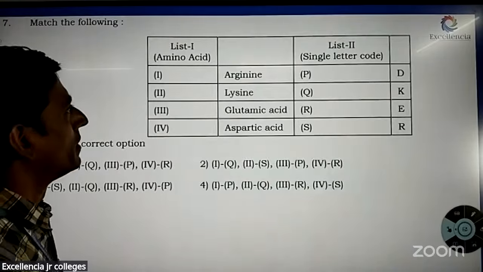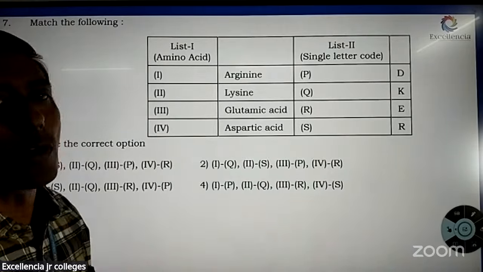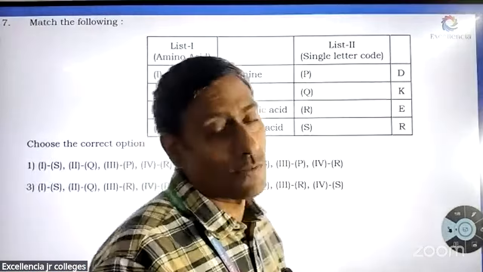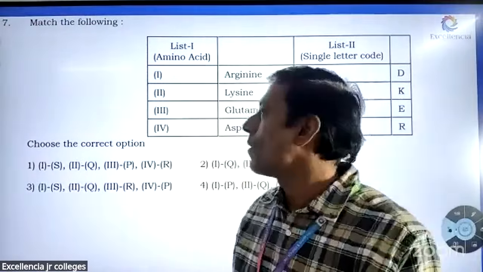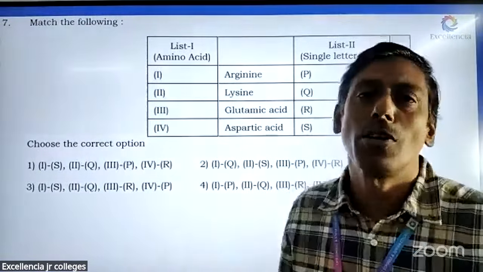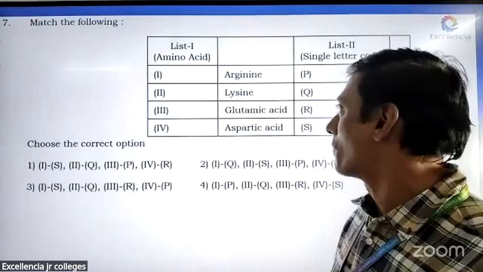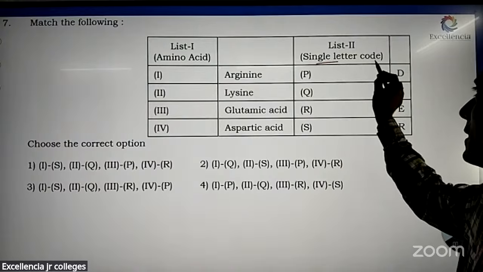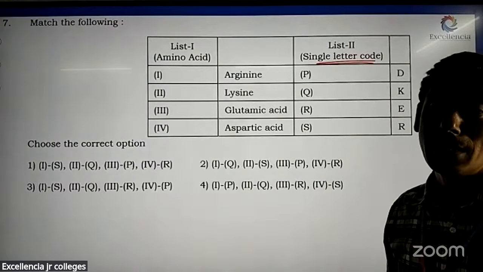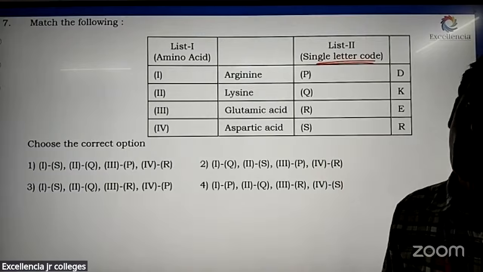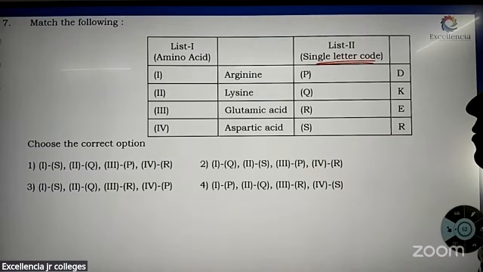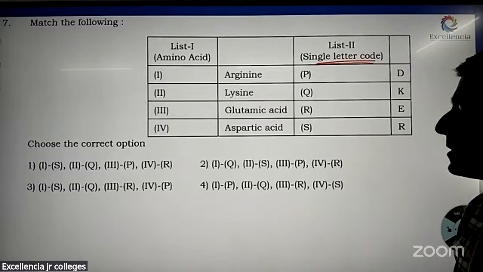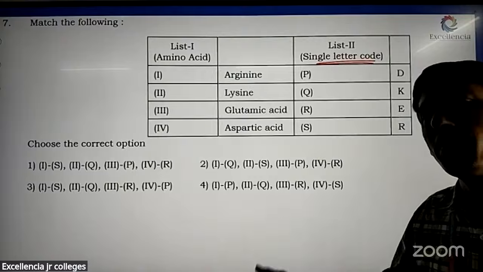Question number 7. See, amino acids and single letter code, biomolecules. Again, the question is coming from biomolecules, amino acids, which is one of the important topics. We'll be studying different essential amino acids, non-essential amino acids, structures and all the things. But this time they are asking the single letter code. Every time they are going for a new type of question from amino acids. You should memorize these things, so it is again a simple memory-based question.